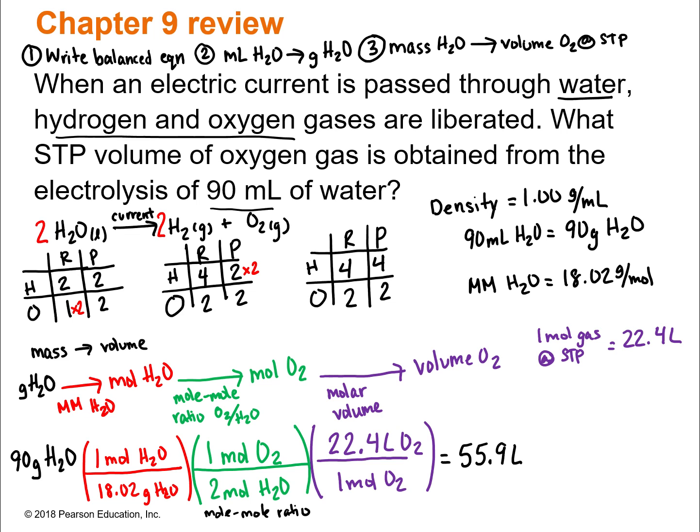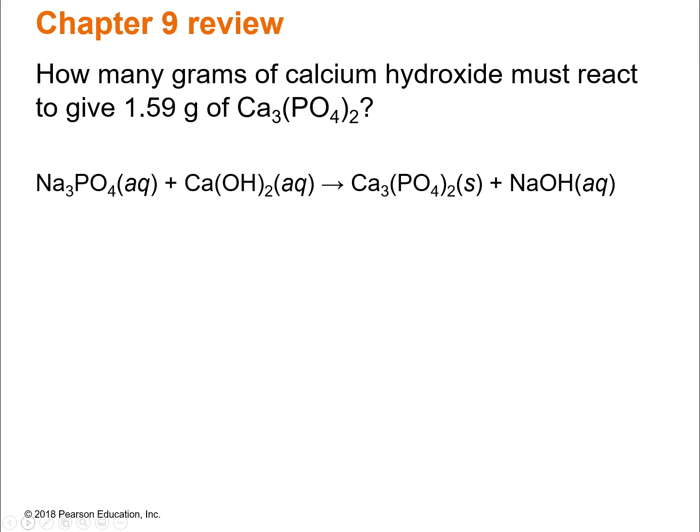Okay. So there were other problems kind of like this where you had to write a chemical equation out first. So I didn't pull one of those. The next one that I pulled was this one here, where you were given a chemical equation, but it was not balanced. So if you're trying to do something with this, you're not going to get the right answer. So how many grams of calcium hydroxide must react to give 1.59 grams of calcium phosphate? So again, this is unbalanced. You have to balance it first.